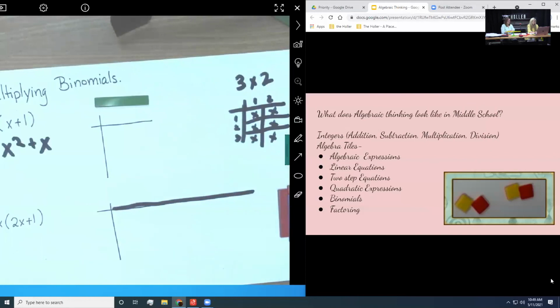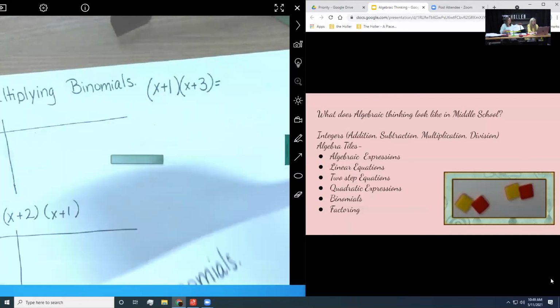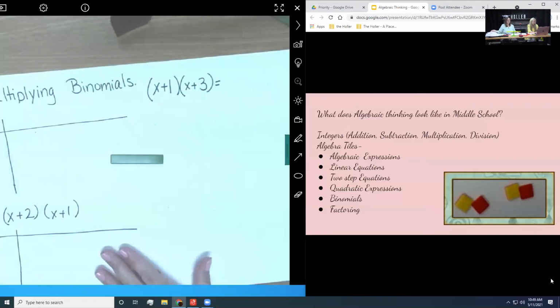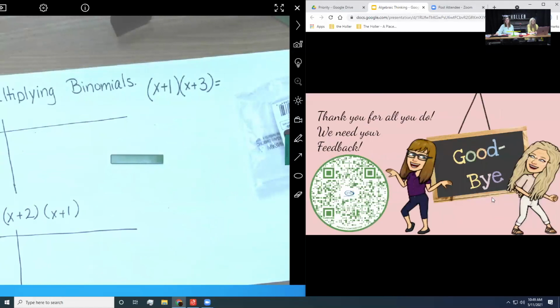Oh, actually it is time for us to wrap up. So our next thing would have been multiplying binomials, where they have those, but unfortunately we are out of time, and we were afraid of that. We overplanned, but I'm hoping you've got some really good stuff today from these.